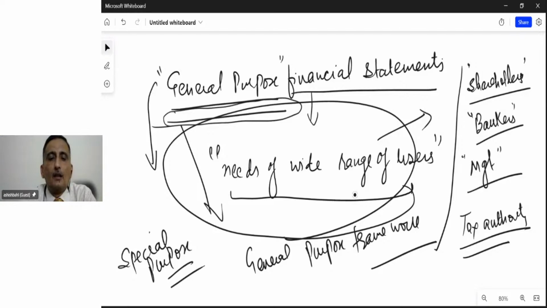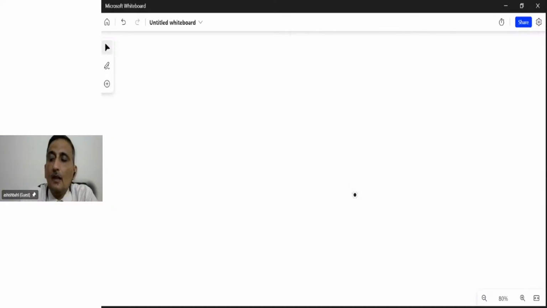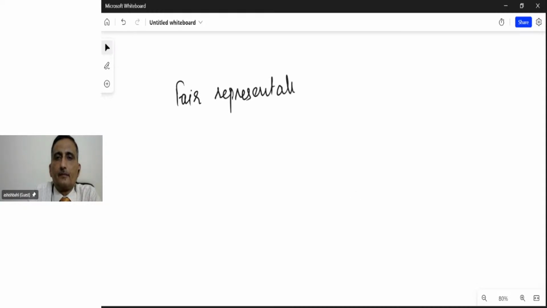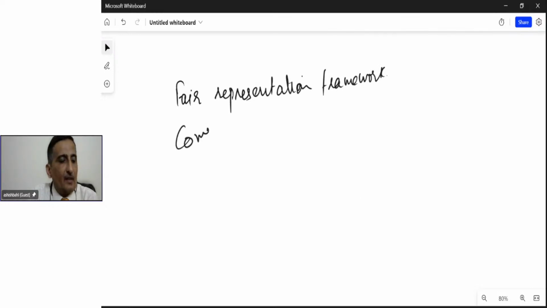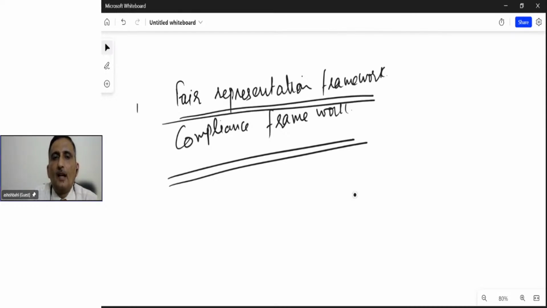Okay. So now we come to another two terms. These are fair representation framework and compliance framework. So these are another two terms, fair representation framework and compliance framework. Have you heard about these terms? Yes, anybody? Have you heard these terms? No, I don't think anybody has heard.